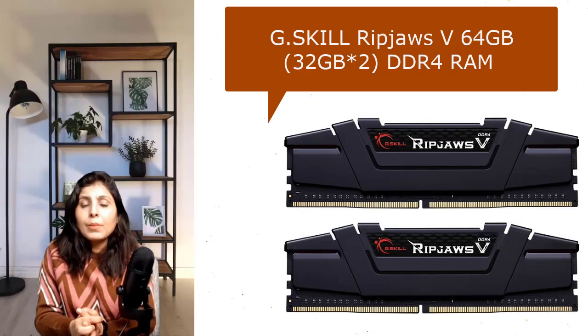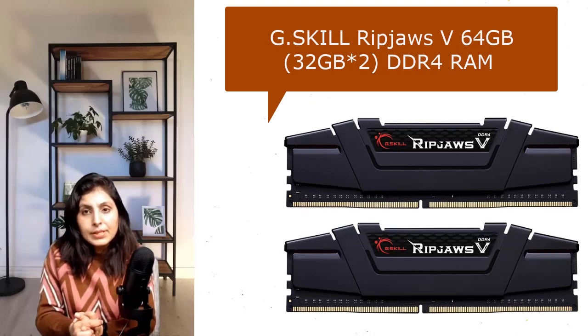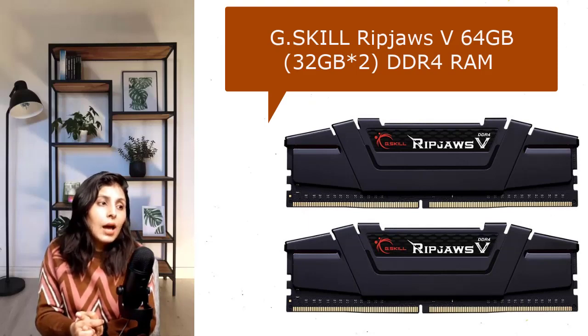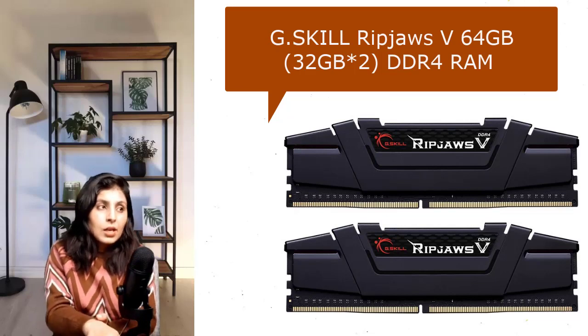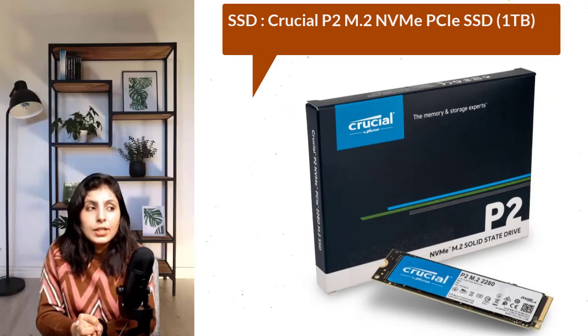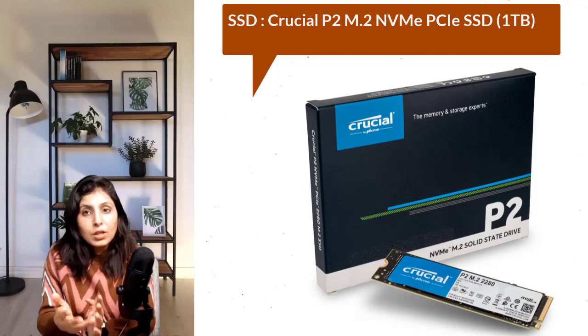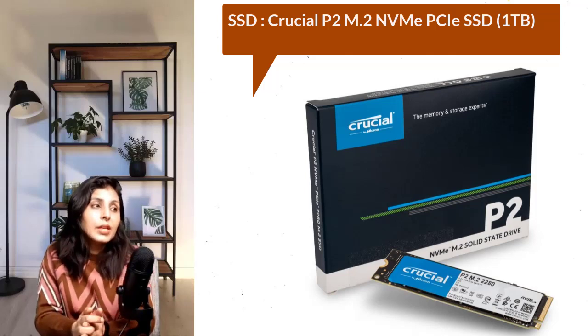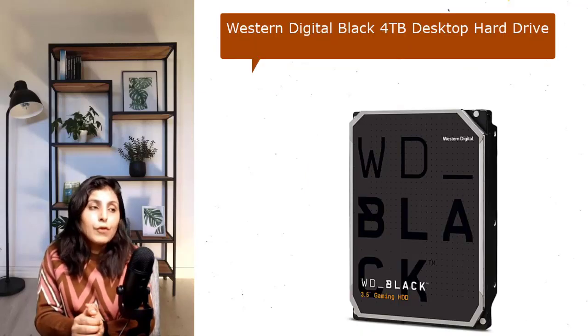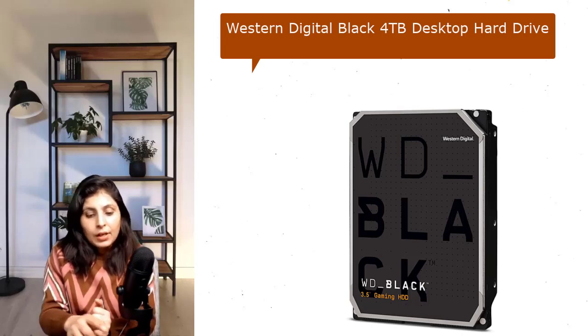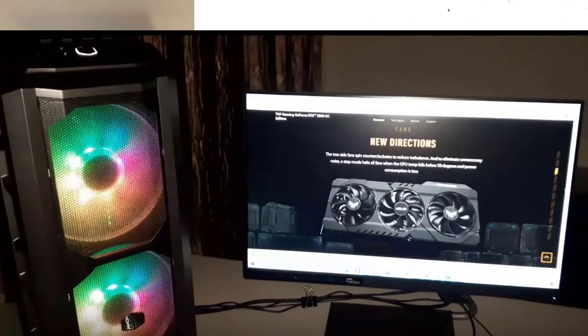And next is RAM. I'm using 64 GB of RAM in my PC, and the speed of this RAM is 3600 megahertz. And after that, I'm using a Crucial M.2 NVMe SSD, and I'm using this 1 TB SSD as my boot drive to speed up all the processes. And then I'm using a 4 TB Western Digital hard disk for storing my data. That's it guys, and here you can see my full machine, right?